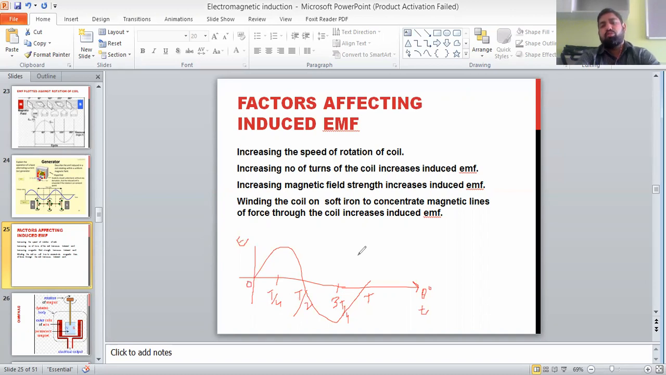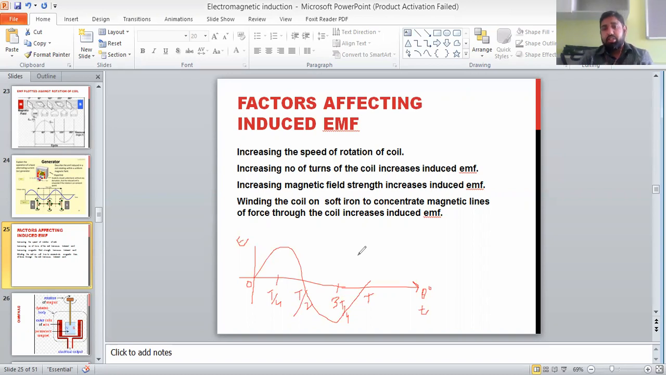So this graph can be drawn for EMF against rotation angle, like 0, 90, 180, 270, and 360 degrees, and it can also be drawn for EMF against time. So one rotation will take one time period, one complete time.